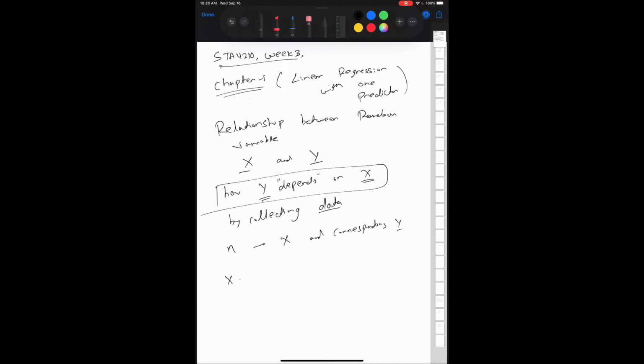So x is called the predictor, or the independent random variable, and y is called the dependent, or the response random variable.